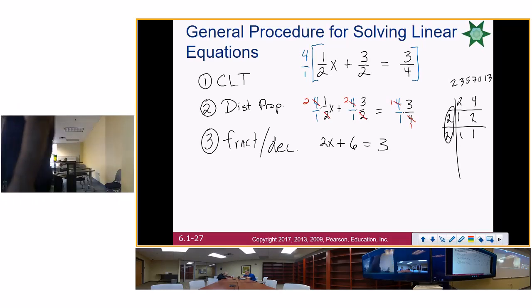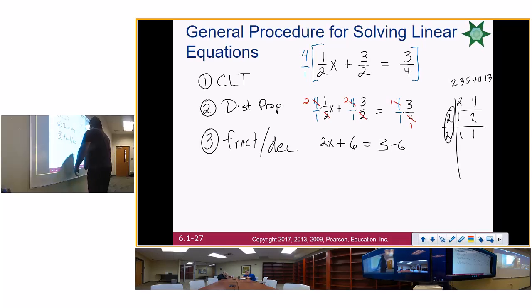And how do we get rid of a positive 6? You subtract 6. 2x is equal to negative 3. And x is equal to negative 3/2.